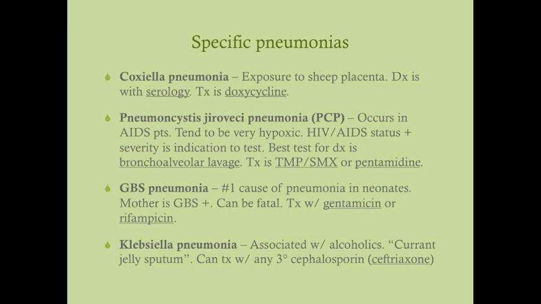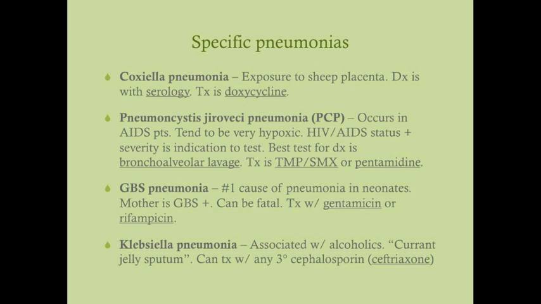Any patient with HIV and AIDS that comes in with fever, sputum, and cough, after you check their CD4 count, or if they're very hypoxic, if they're very sick, you should always be getting bronchoalveolar lavage, which is how we check for pneumocystis jirovecii pneumonia. That is our means of diagnosis. The treatment for pneumocystis jirovecii pneumonia is trimethoprim sulfamethoxazole. You can also use pentamidine in the case that the patient has a sulfa allergy.